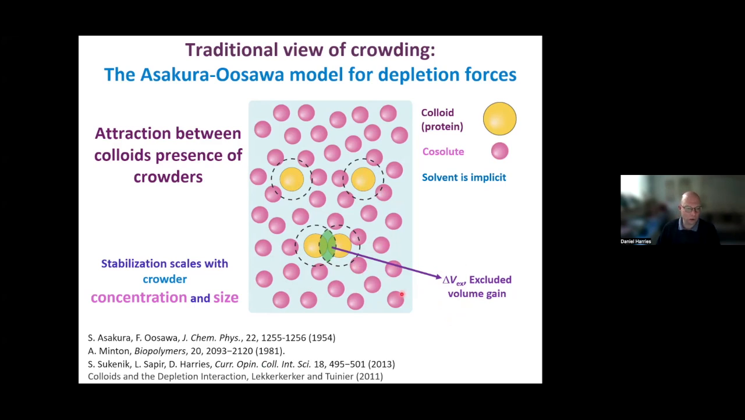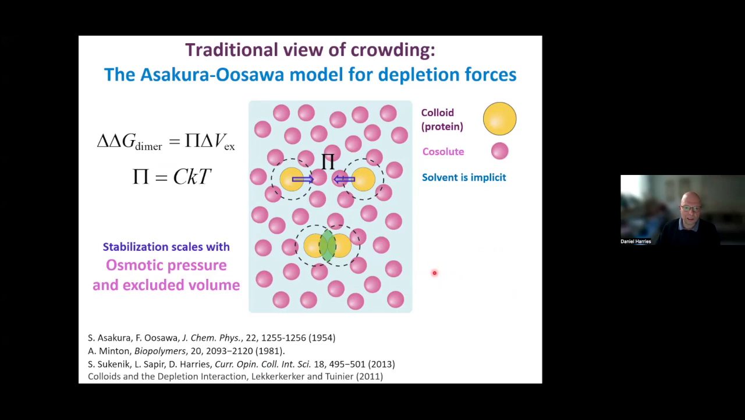And so we can see from this basic model that stabilization scales with the concentration and size of the co-solute or of the crowder, because as you gain more excluded volume from the dimerization or precipitation of the colloids, you get more free energy. And as the size increases, there is a larger delta V to gain from this process.